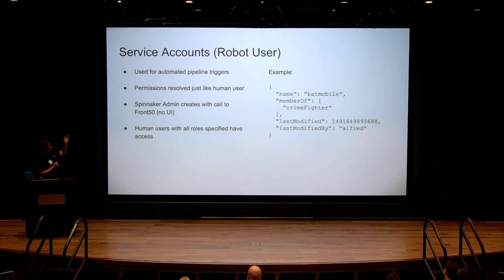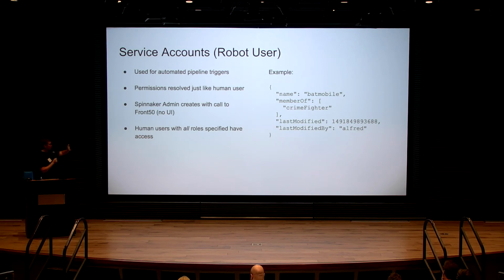So we had to come up with a way around this, and one of them was service accounts. This is a static file that just says, I want to have a service account named Batmobile. It needs users to be a member of Crime Fighter in order to gain access to this service account, and these permissions are resolved just like any other user. Spinnaker admins create this right now. If you are interested in writing a UI for me, come see me after this.